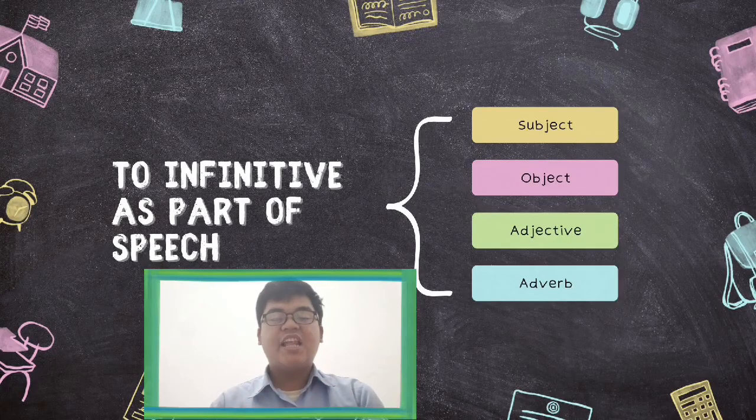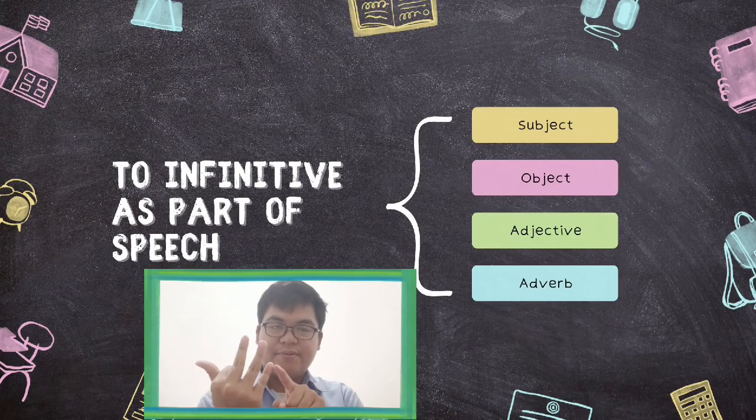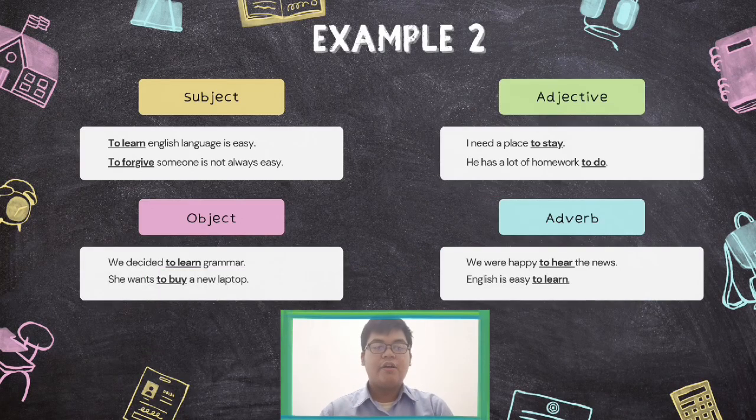Yeah, exactly what Pico said, the to infinitive can become a part of speech, where the part of speech we have a subject, a verb, an object, an adverb, and an adjective. Well, to infinitive cannot be a verb, so to infinitive can be part of speech, but to infinitive only becomes subject, object, adjective, or adverb. So here's the example of to infinitive as part of speech.